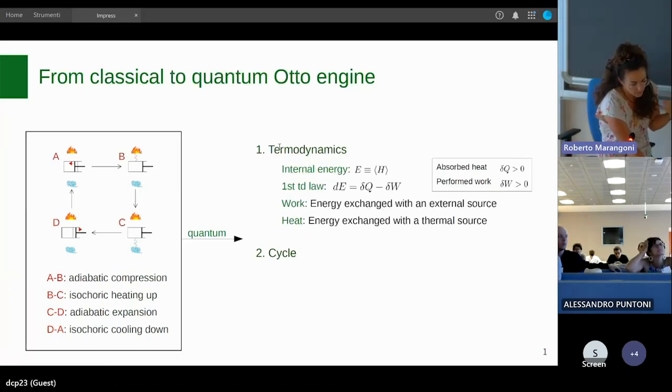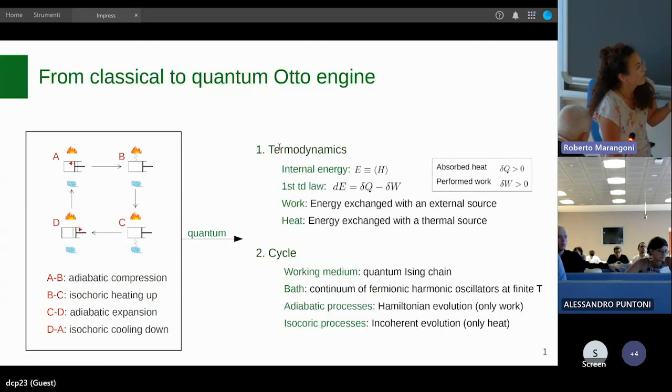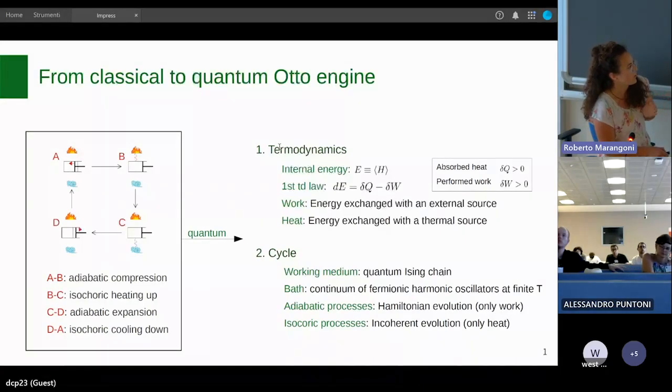Then we have to define which are the quantum versions of the strokes of the engine we are considering. So we need to choose a working medium, and we decided to use the quantum Ising chain. Then we have to define some reservoirs, and in particular, we chose a continuum of fermionic harmonic oscillators with a finite temperature. And then we had to find the analog of the adiabatic process and the isochoric process.